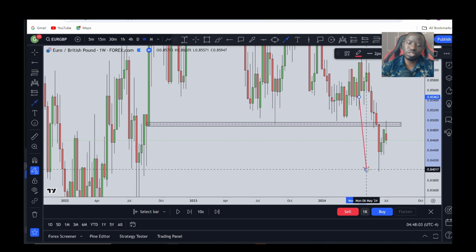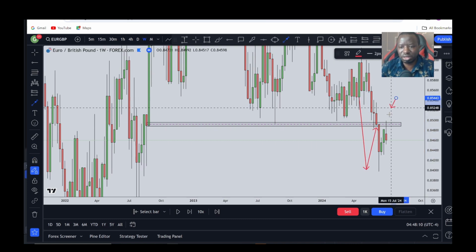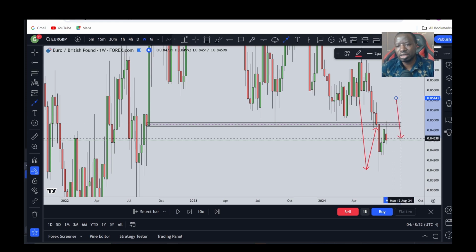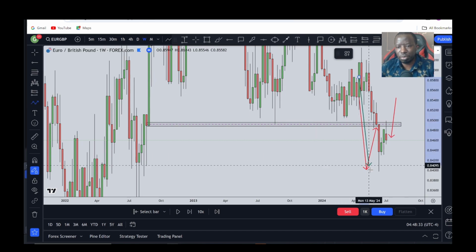Now, when support is broken, it becomes resistance, and we saw price retrace to retest it, and with this bearish candle that had a long rejection wick to the upside, it was able to retest this area. This area held and drove price back to the downside, having this weekly candle close as a bearish candle. And so this was the completion of the impulse and correction phase in the market.